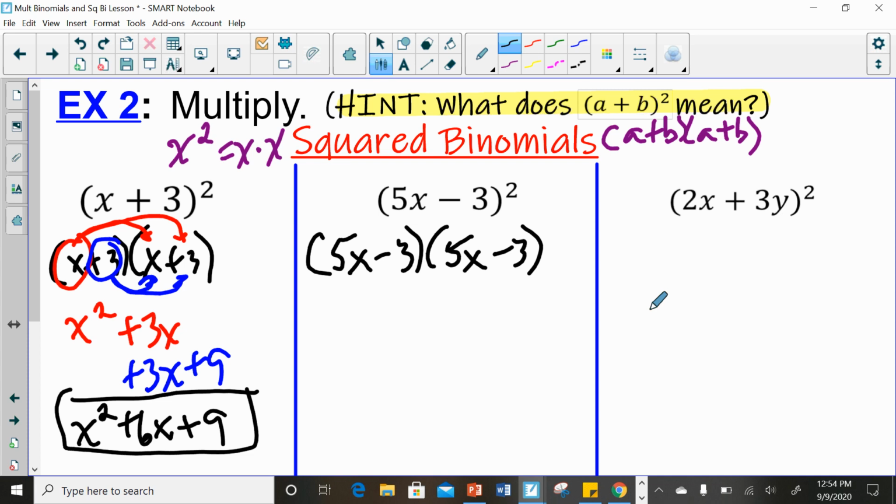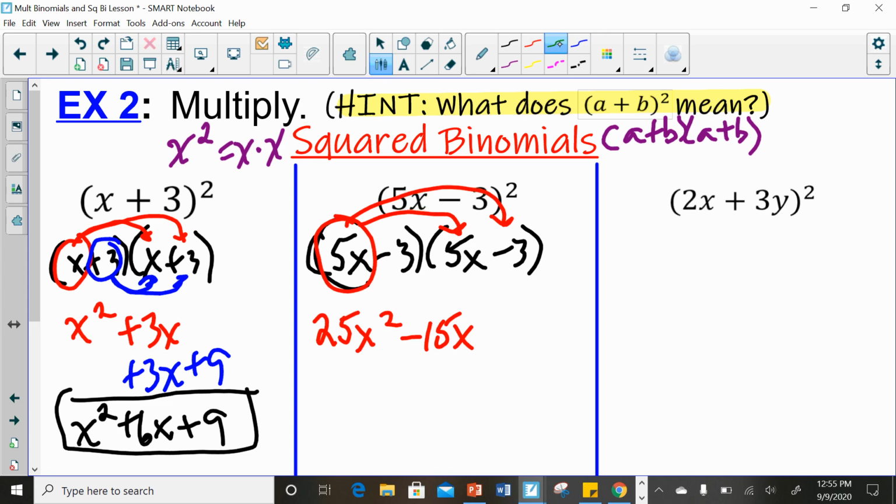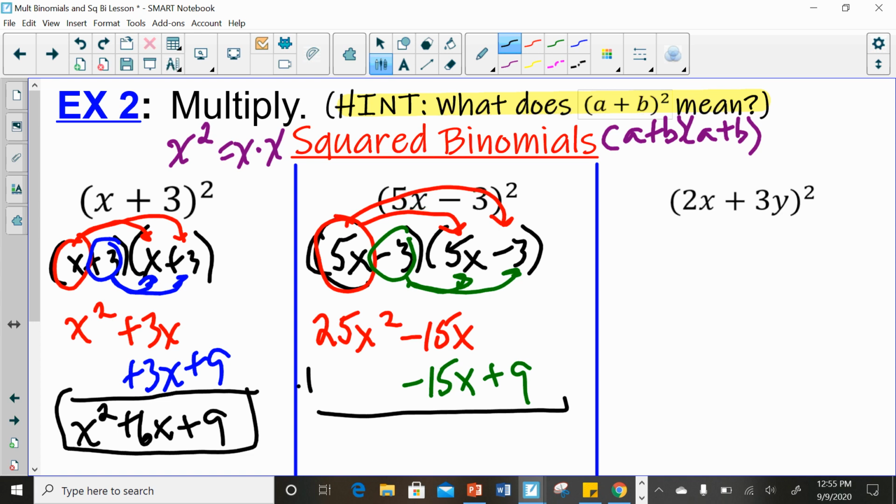Okay, so you should have done one of the 3 methods. I'm going to take the 5x and multiply it to 5x. That gives us 25x squared. And then 5x times negative 3 is negative 15x. Then we're going to take and multiply this negative 3 all the way through. So negative 3 times 5x is another negative 15x. It lines up with its like term. Negative 3 times negative 3, watch your signs. That's a positive 9. Then we're going to draw your line, and we're going to add straight down.